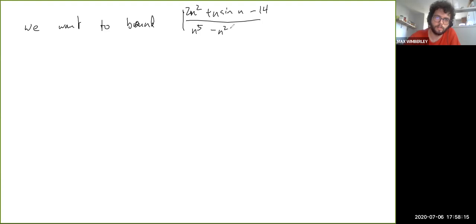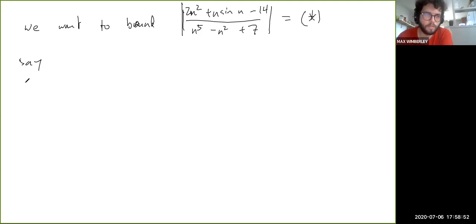So let me make a new page here. I want to bound this 2n squared plus n sine of n minus 14 over n to the 5th minus n squared plus 7, I believe, right? So how do we do that? It's a little game of estimates. For me, the first thing I always do is apply the triangle inequality to the numerator. So let's call this star. Star is less than or equal to the absolute value of 2n squared over n to the 5th minus n squared plus 7.